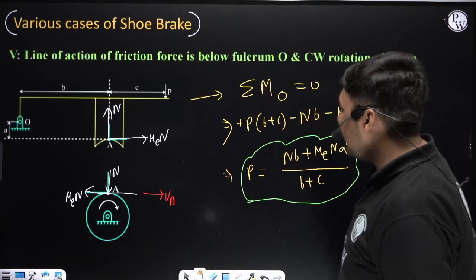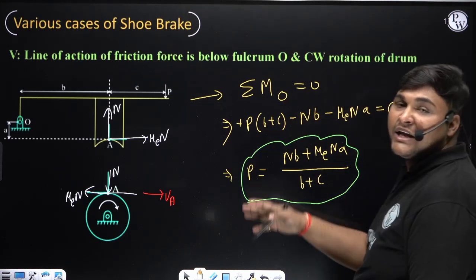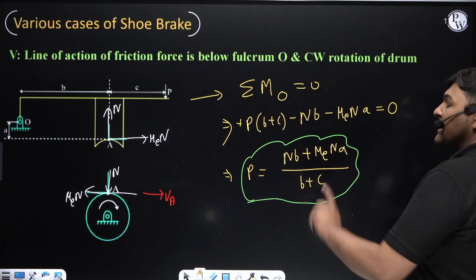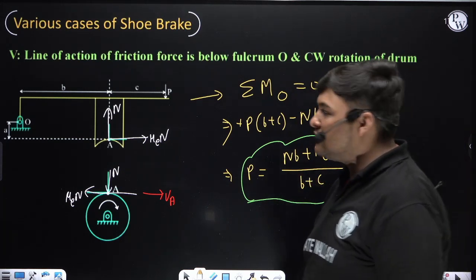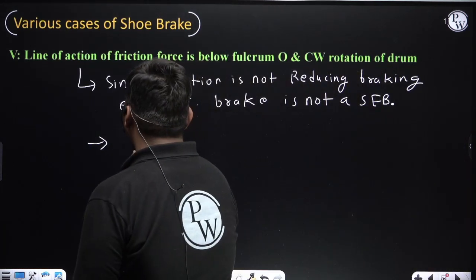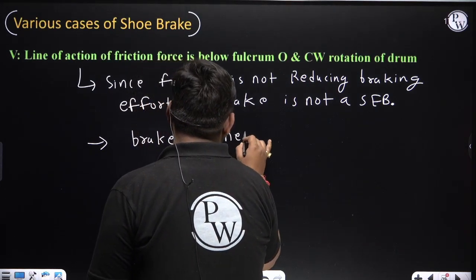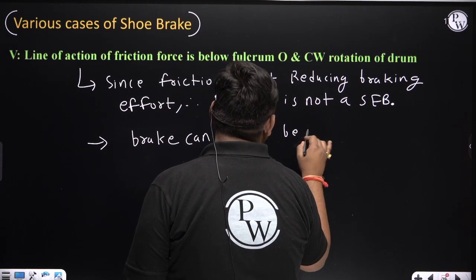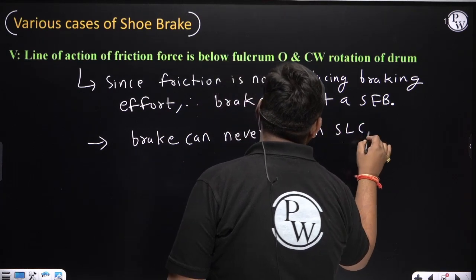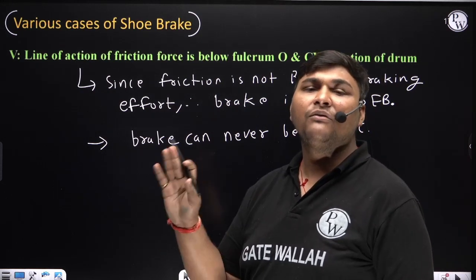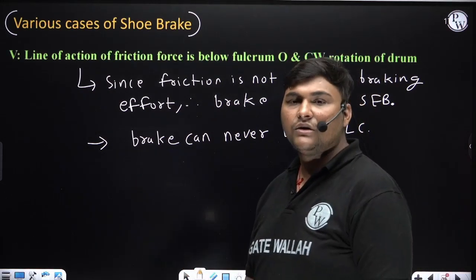Now since this brake is not a self-energizing brake, this brake can never go in self-locking condition, because from this relation you can see that P can never become 0 or negative. So can I say this brake can never be in self-locking condition? Means if brake is not self-energizing, that conclusion is very simple: then that brake can never be in self-locking condition. Okay.